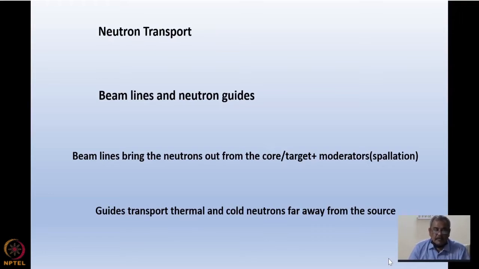Now, once the neutrons are produced in the core, which was the topic of discussion in the last part, we will talk about neutron transport in this part. So neutron transport from the core to the beam mouth happens through neutron beam lines. And we can carry neutrons far away using neutron guides. So beams bring the neutrons out from the core and the moderators. In case of spallation, there are moderators surrounding the spallation target, because the spallation target produces only high energy neutrons. They are captured in a moderator kept strategically either above, below, or on the sides of the target. And then from here, beam lines bring the neutrons out, followed by guides if they are cold neutrons. So this is the scheme for the topic today.